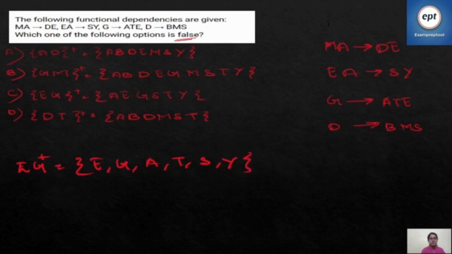So the attribute closure of EG is also correct, because A is present, E is present, G is present, S is present, T is present and Y is present. So the attribute closure of EG is also correct. Now let's go for option D and let's check the attribute closure of DT.